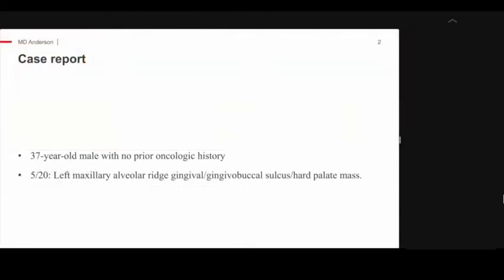This is a 37-year-old male patient with no prior oncologic history, presenting with a rapidly growing left-sided palatal mass associated with malaise and facial pain.